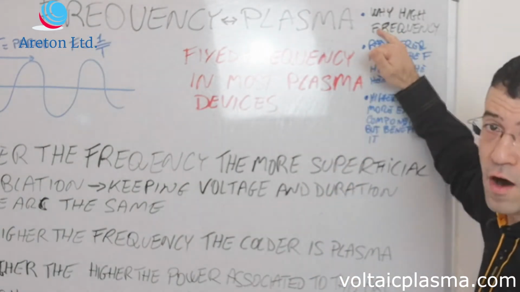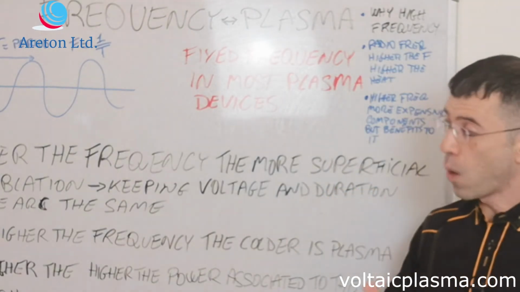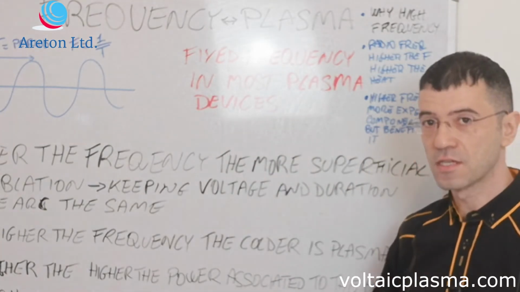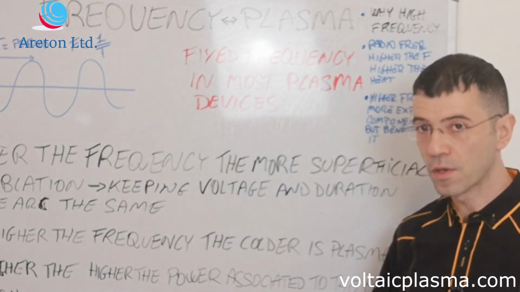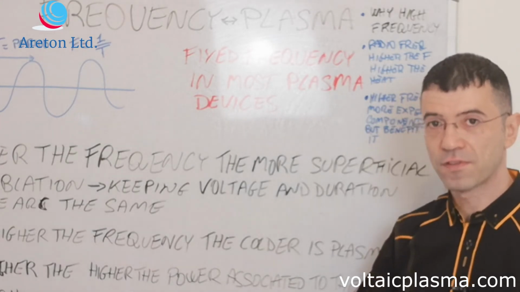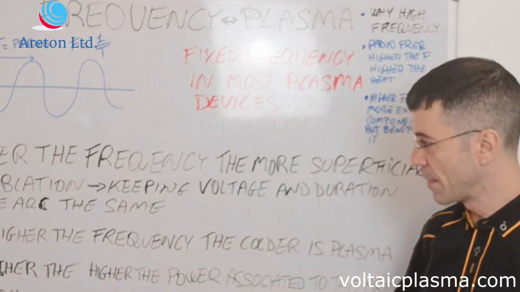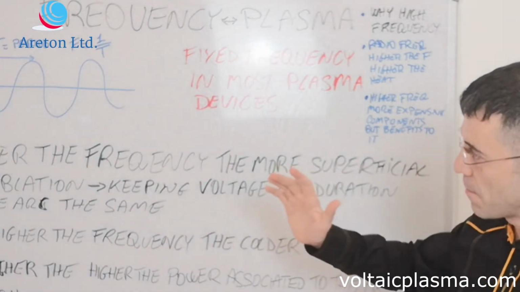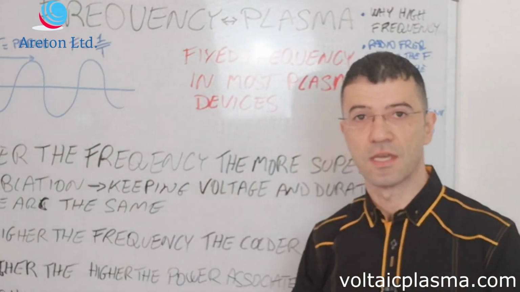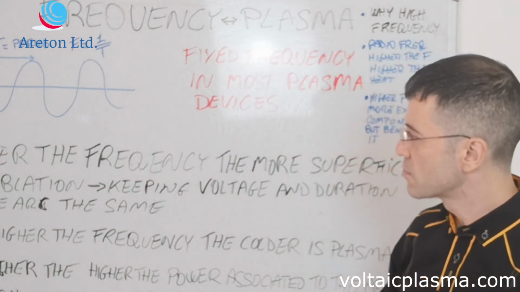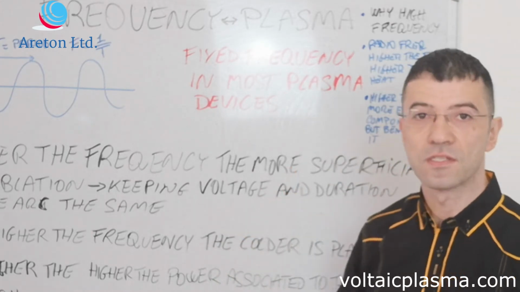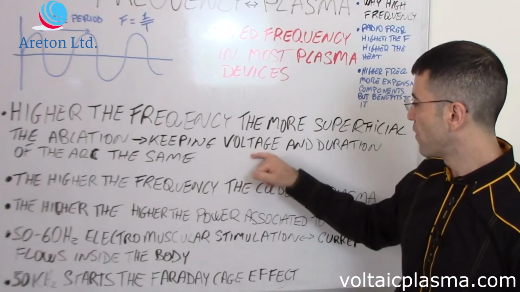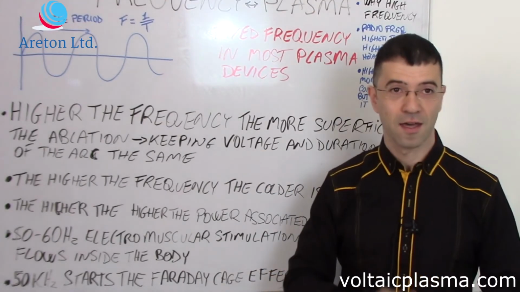So what we have done so far is try to make you understand why these devices work at relatively high frequencies compared to what we've got on the mains. And once again, they work at between 50 kilohertz and upwards. One of the reasons why we have made possible the variable frequency in our new plasma device is because the higher the frequency, the more superficial the ablation is going to be, keeping the voltage and the duration of the arc the same.